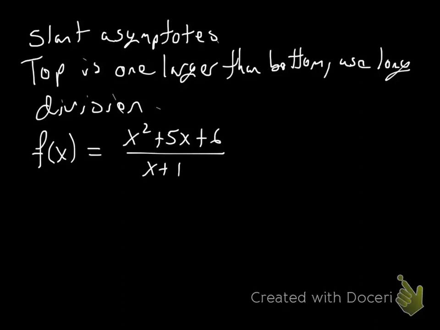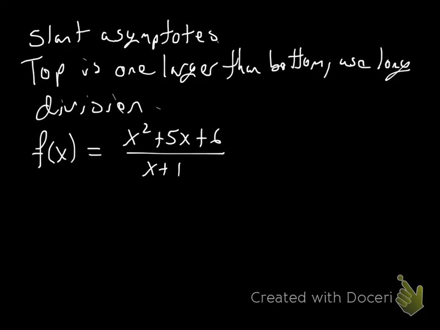Alright, the other one we didn't cover in the last video was how to do slant asymptotes. And we're going to look at the exponents. So we have a slant asymptote if the top is 1 larger than the bottom. And then you can use long division, or you can use synthetic division if it's a linear in the denominator.